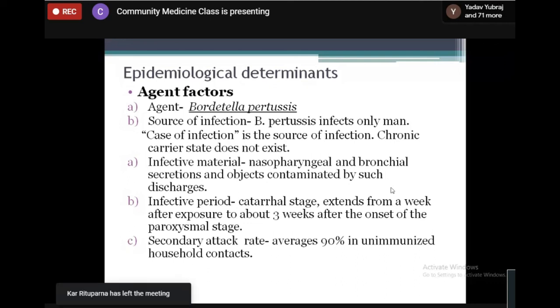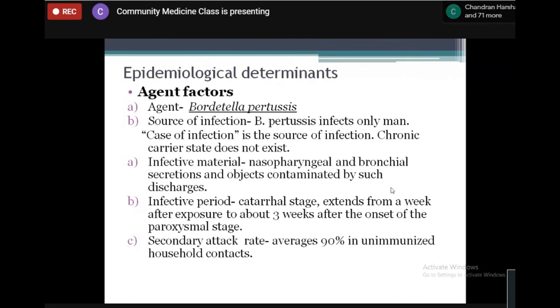And the infective material here is similar to diphtheria: nasopharyngeal and bronchial secretions, and objects contaminated by such discharges. Then the infective period: there are three stages in this. The infective period is the catarrhal stage, this initial stage, which extends from a week after exposure to about 3 weeks after the onset of the paroxysmal stage. So this infective period is from as soon as the child is exposed to the bacteria up to 3 weeks after the onset of the paroxysmal stage, the child is infective, and the child can pass the infection to others. From the day the child is exposed to bacteria, then the child develops signs and symptoms. Once the child develops signs and symptoms, till 3 weeks after that, the child will be infective.